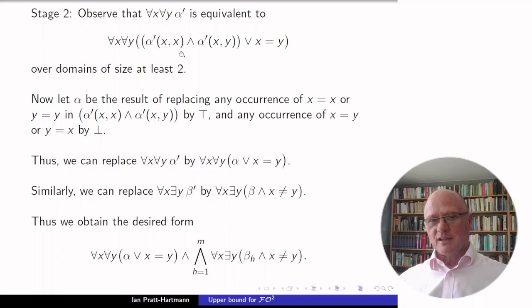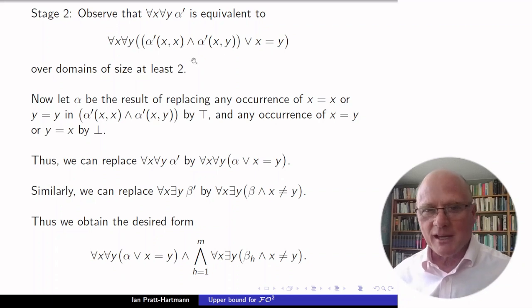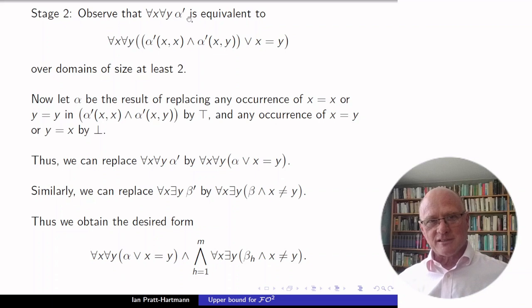Every pair of objects, if they're the same, well then if you take y to be any other object, which you can over domains of size 2, then we have alpha prime x x. So any object is related to itself by alpha, and if x and y are different, of course, that immediately implies that x and y are related by alpha. So over domains of size 2, these two things are logically equivalent.